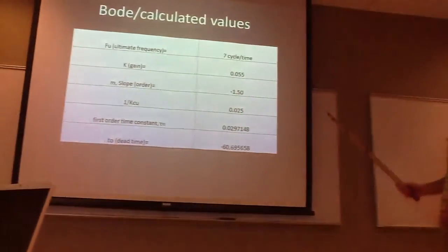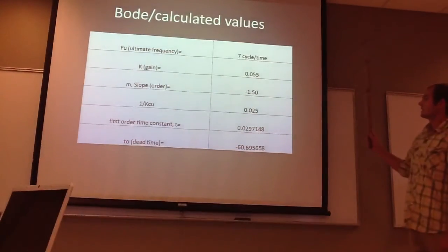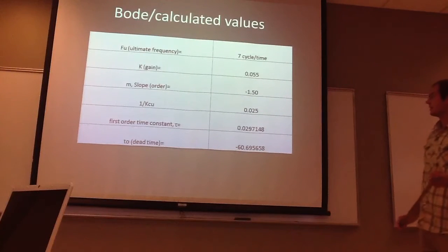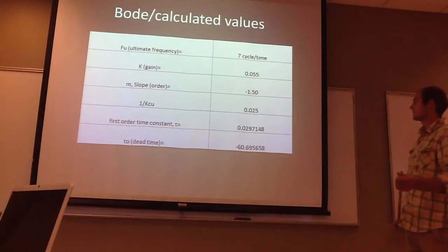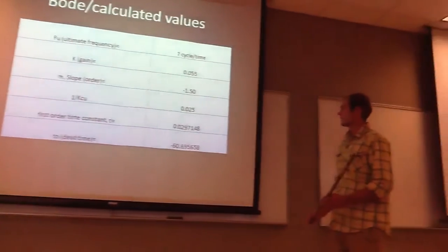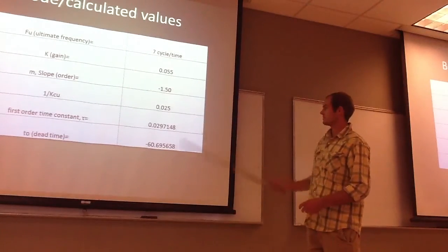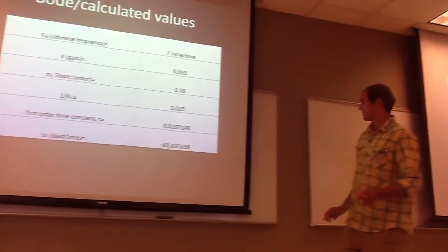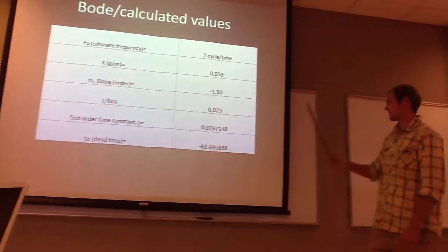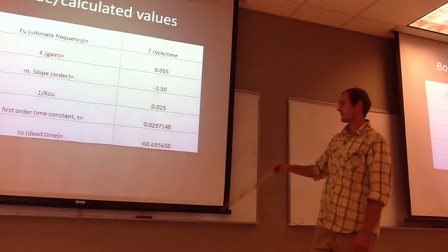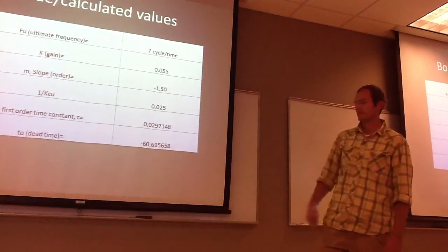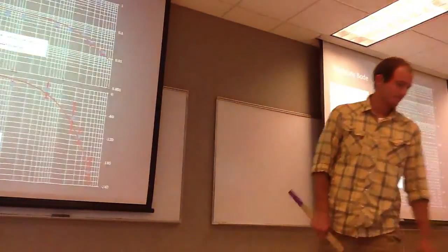And here are some calculated values using those equations and using our Bode diagrams. We had 7 as our ultimate frequency again, and gain is 0.055. Our slope is about negative 1.5. 1 over KCU value, 0.025. And our dead time was still pretty high. It was very high in my range because of how the graph starts off. It just is off until later on in the graph.